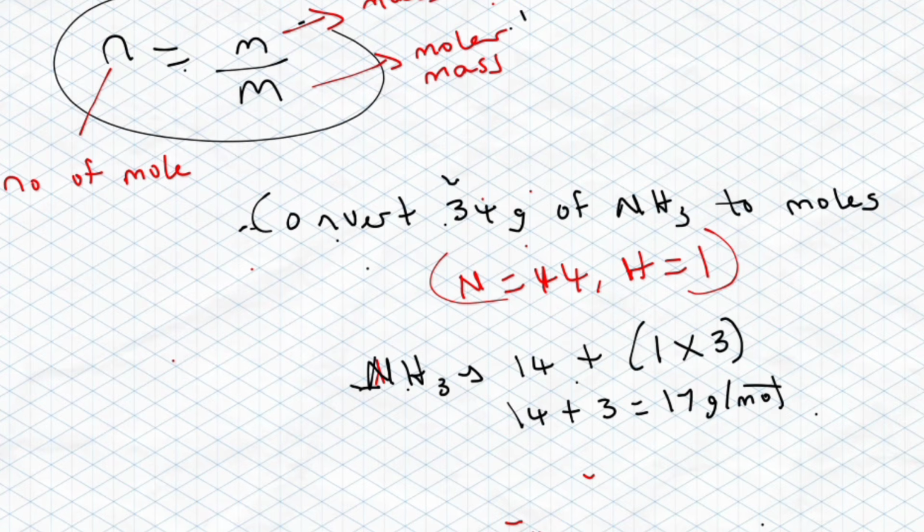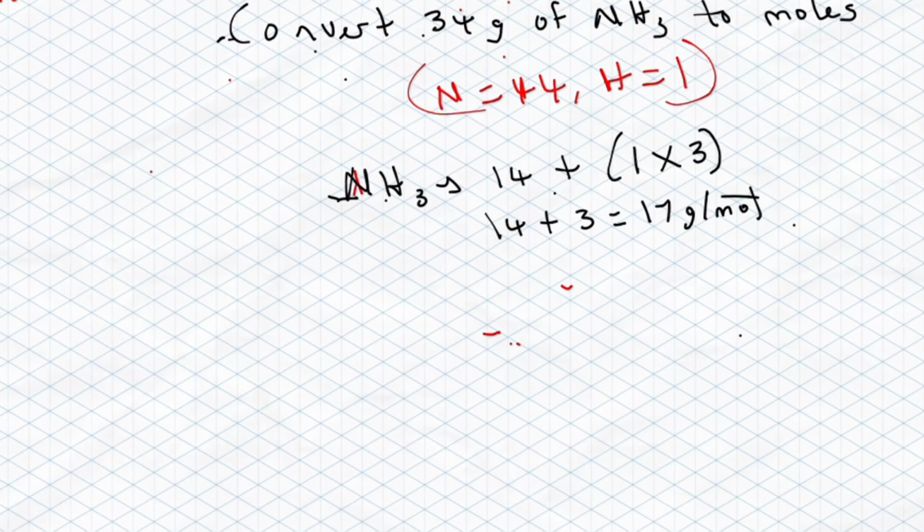So what this tells us is that for every 17 grams of ammonia you take, you are going to have 1 mole inside. That means you are going to have 6.02 times 10 to the power 23 molecules of NH3 inside for every 17 grams of ammonia that you take.